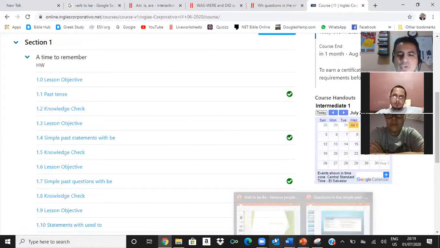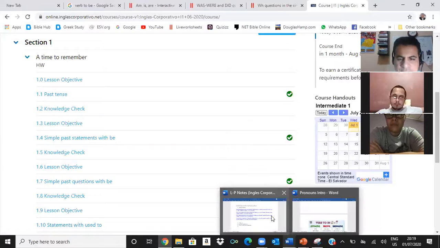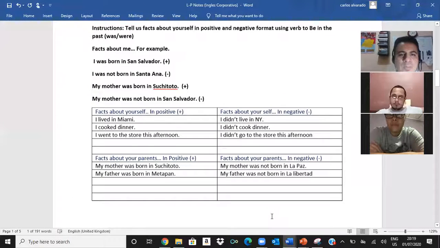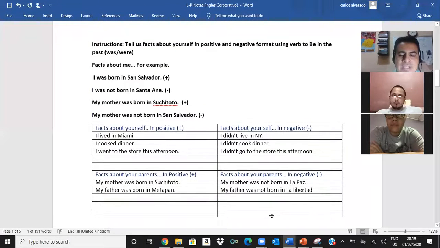Now, do you remember what we did yesterday? Yesterday we did a little practice. Hicimos positive and negative statements with the verb to be. Okay. So yesterday, les mandé este cuadrito, ¿ok? Tenían que llenarlo. Yo lo llené al final. But al final de la clase, ¿se acuerdan que se los presenté? Basically what I wanted you to do is do positive and negative statements. Okay? Simple past.